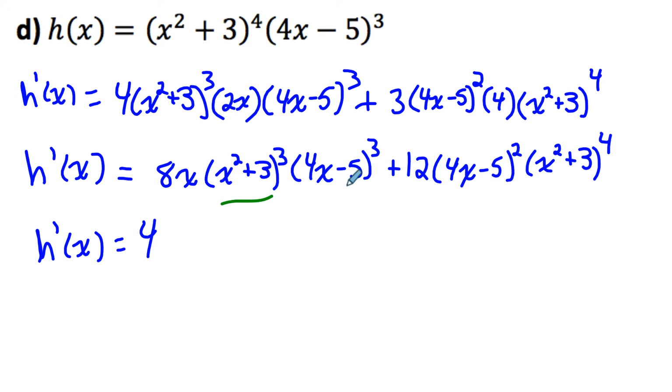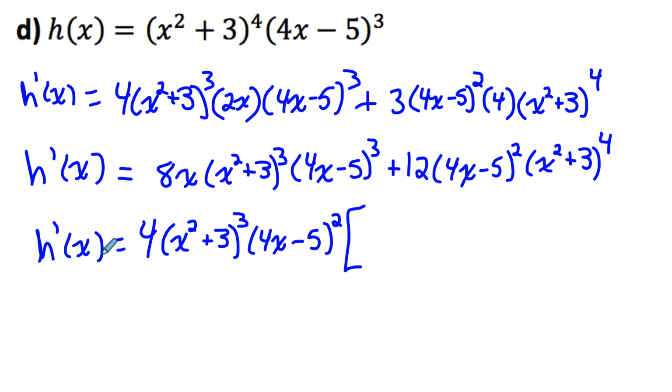And both terms have a factor of x squared plus 3. The first term has 3 of them, the second term has 4 of them. We always take out the one with the smaller exponent. And both terms also have factors of 4x minus 5. The first term has 3 of them, the second term has 2 of them. So we'll take out a 4x minus 5 squared.